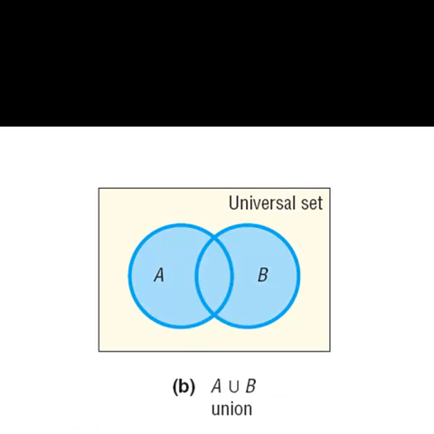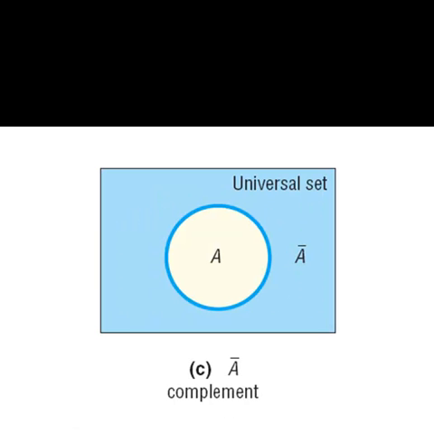Here we're showing the union of two sets, A and B, and it's going to be the set of elements that are either in set A or set B, or possibly both. Here we've got set A, and we have the A complement, which is everything outside of set A.